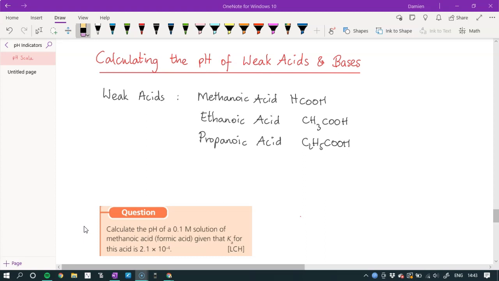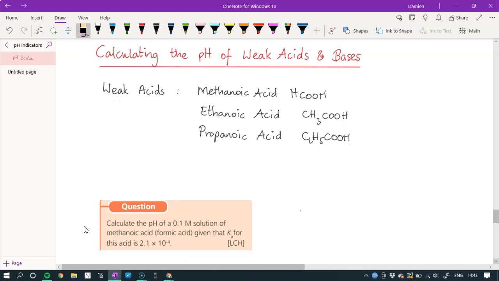Okay, so let's have a look at calculating the pH of weak acids and bases. So we started by just listing off a couple of weak acids that you're going to encounter: methanoic, ethanoic, propanoic acids, and we've got the formulas there for them as well. So once you see those, you know you're dealing with weak acids and bases.